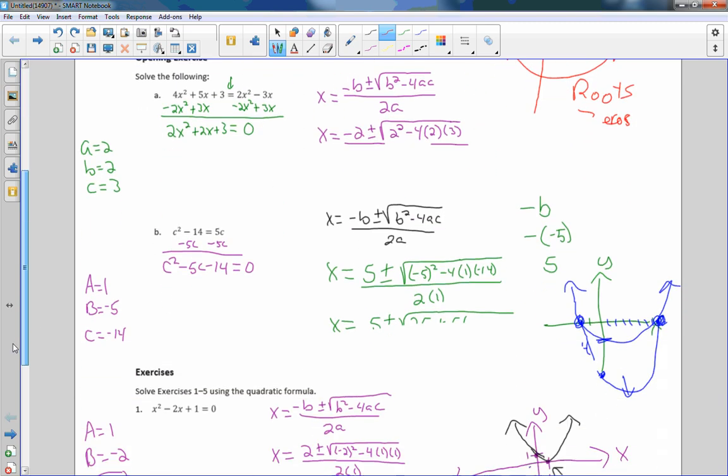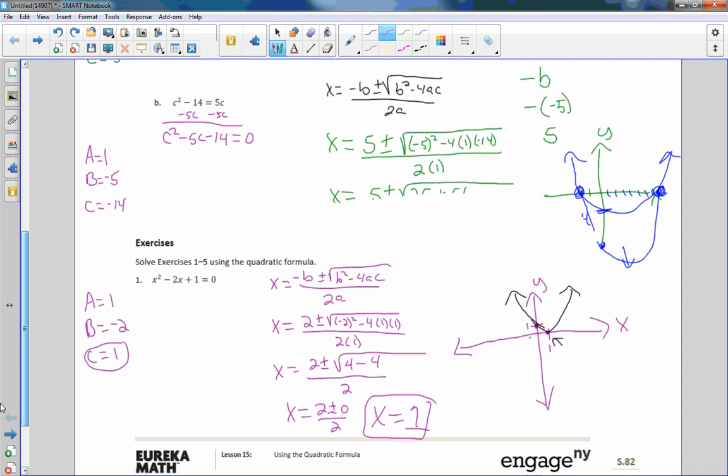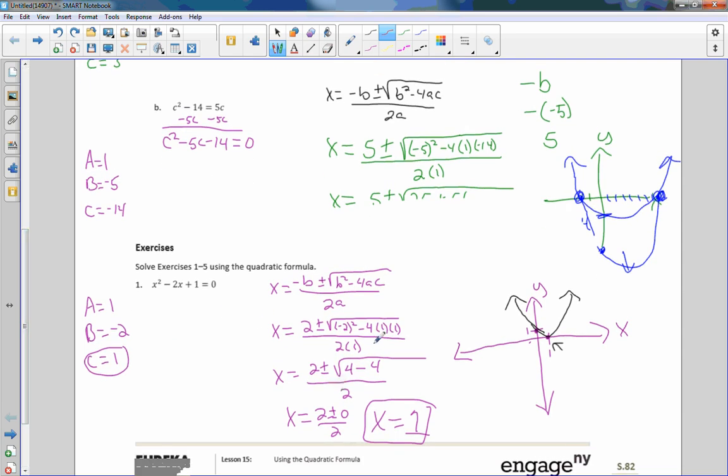Okay, so if I come back here, when our b squared minus 4ac was figured out here, 4 minus 4 is 0. When I get the square root of 0, we get one solution that's called a double root. Okay, so I'm going to go back now.